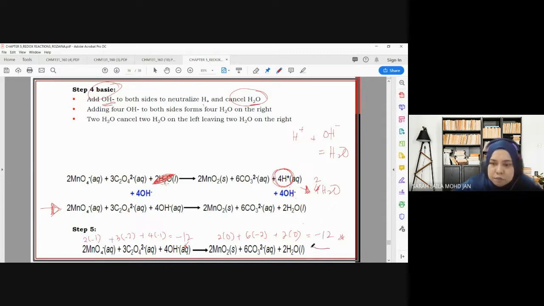Okay, so the answer for the basic equation yang kat sini. Maksudnya in basic medium, you kena ada extra step saja untuk tambah OH negatif pada bahagian yang ada H plus in order to cancel the H2O, and then you buat the answer, the final equation kat bawah, double check betul tak balance kiri dan kanan.